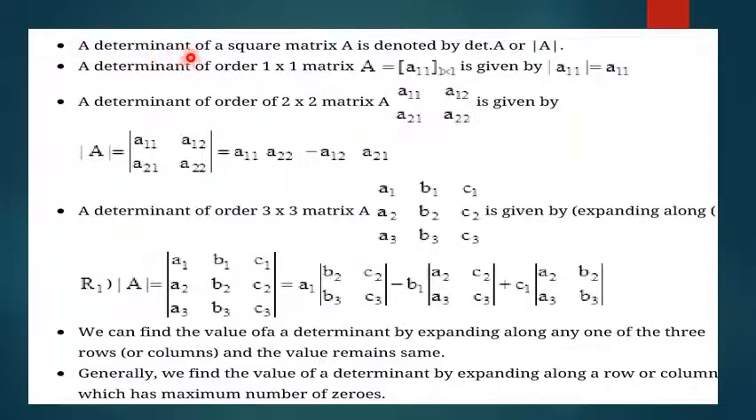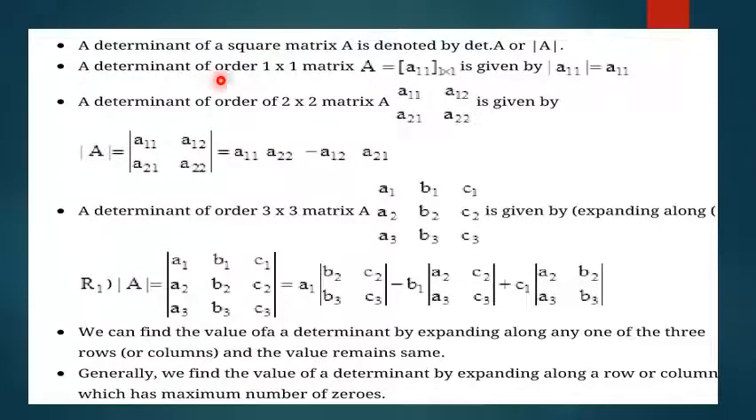A determinant of a square matrix A. First of all, remember that a determinant can be taken only for a square matrix. A determinant of a square matrix A is denoted by det A, or like this: you put two lines and in between that you write A. This is how it is denoted. So it is only for square matrices: 2 by 2, 3 by 3, 1 by 1.